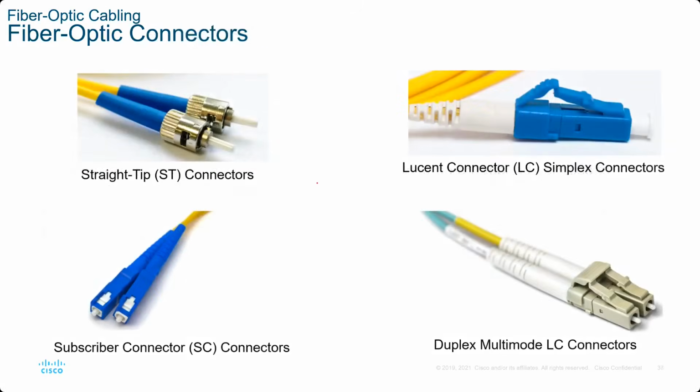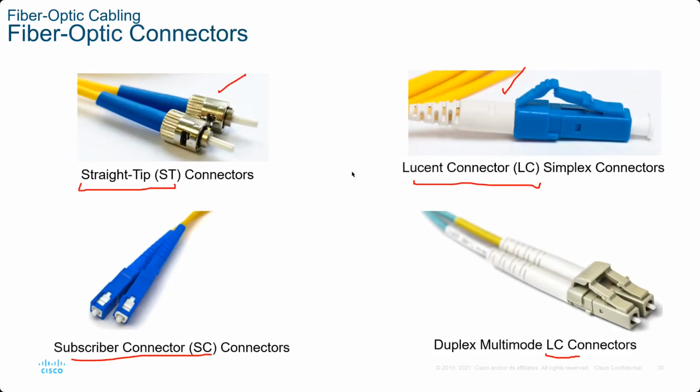Fiber optic has multiple types of connectors depending on which type of fiber optic you're using. It uses the straight tip connector, the Lucent connector, LC, the subscriber connector, SC, or the duplex multiport connector. So these are the different types of connectors that you can see in fiber optic.